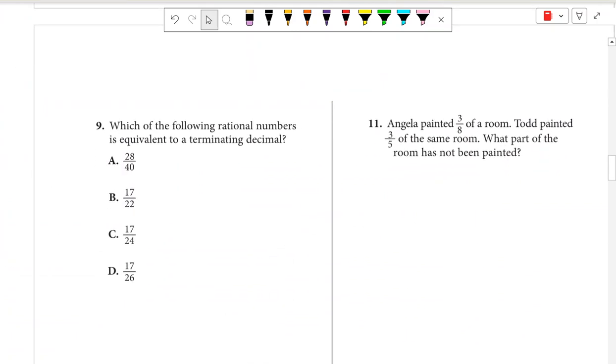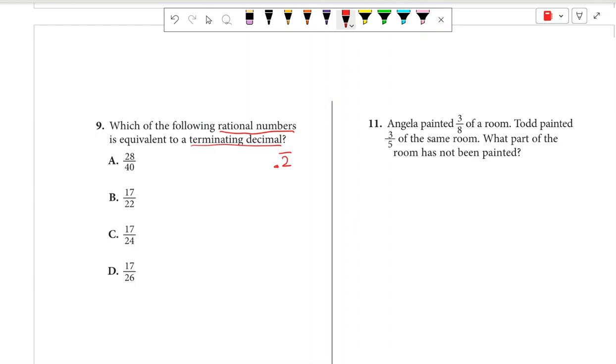Number 9. Which of the following rational numbers is equivalent to a terminating decimal? So let's take a look at each of these. We want to find something that is terminating. Terminating means it stops. A non-terminating number could mean something like this.